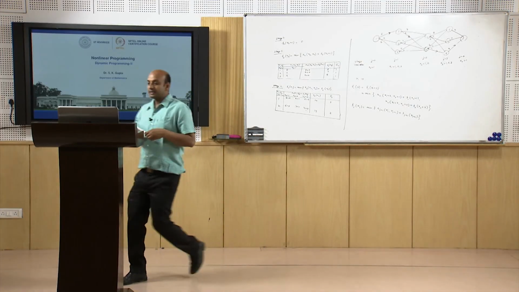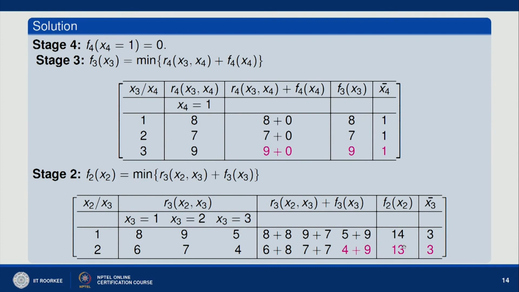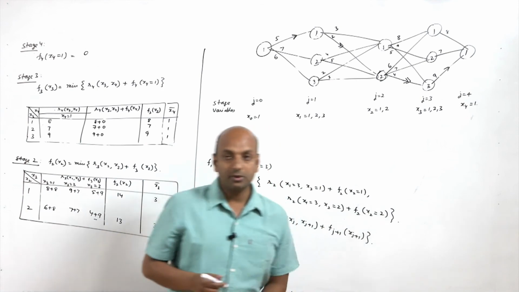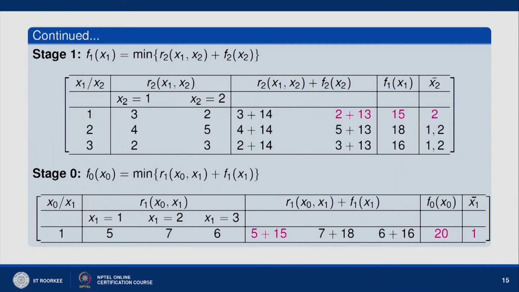Now this 13, where are we getting this 13 from? We are getting it from here, when x3 is 3. So x3 is 3 means this one. And the last one, of course there is only one path, so x4 is 1, that means this thing. So this will give the path also.